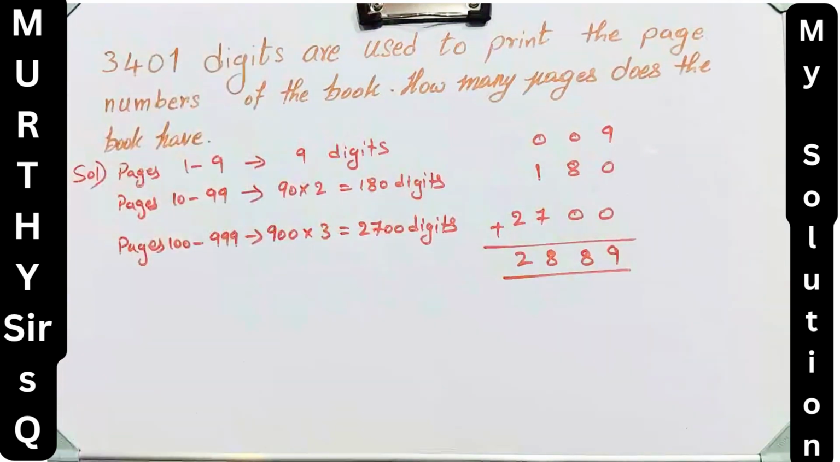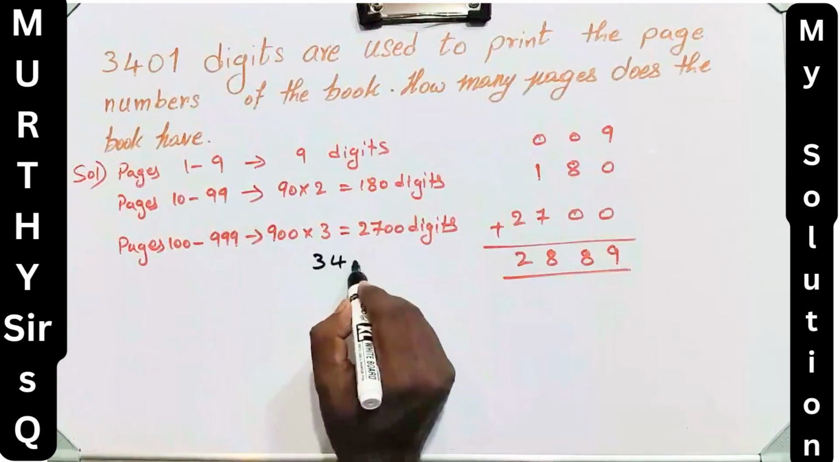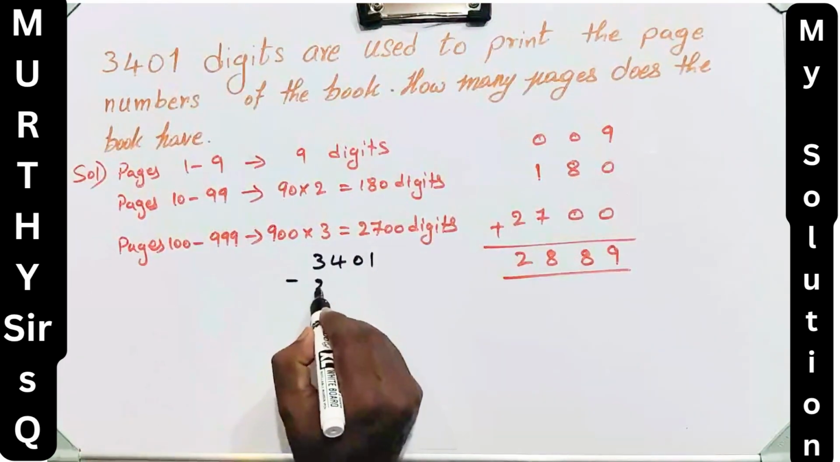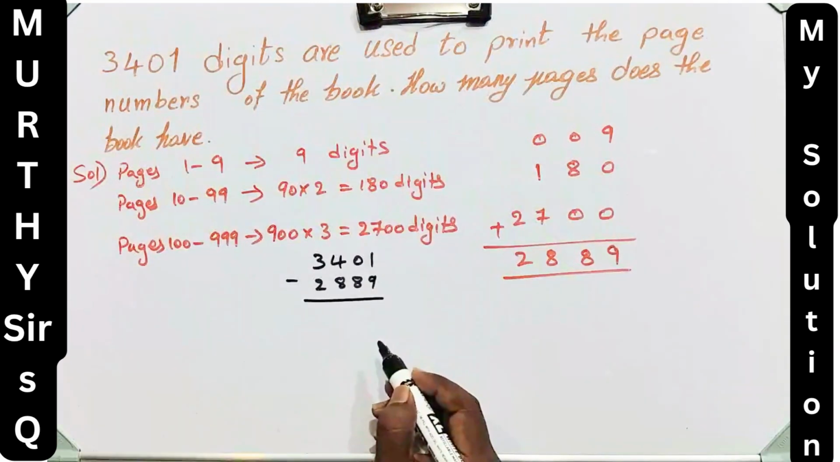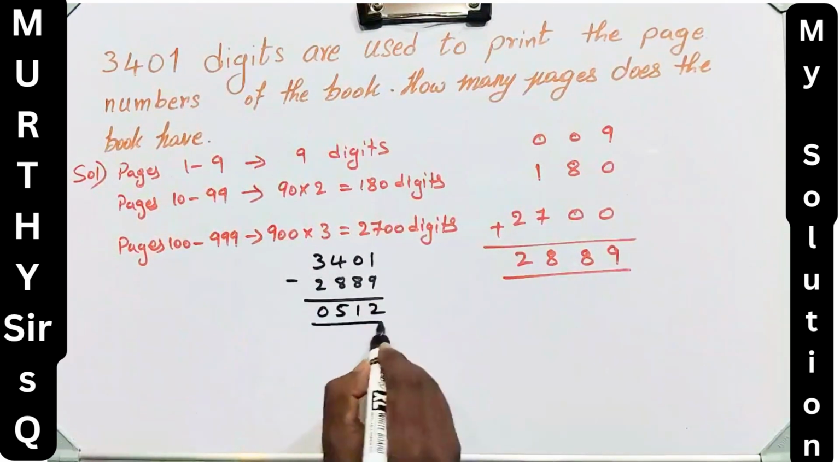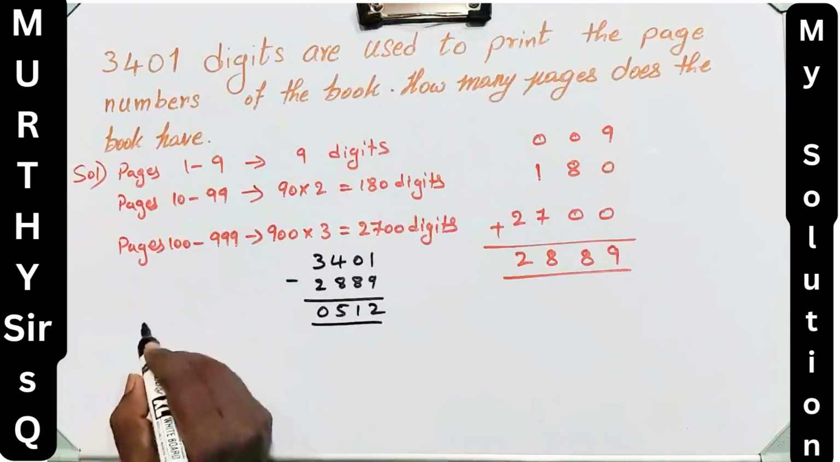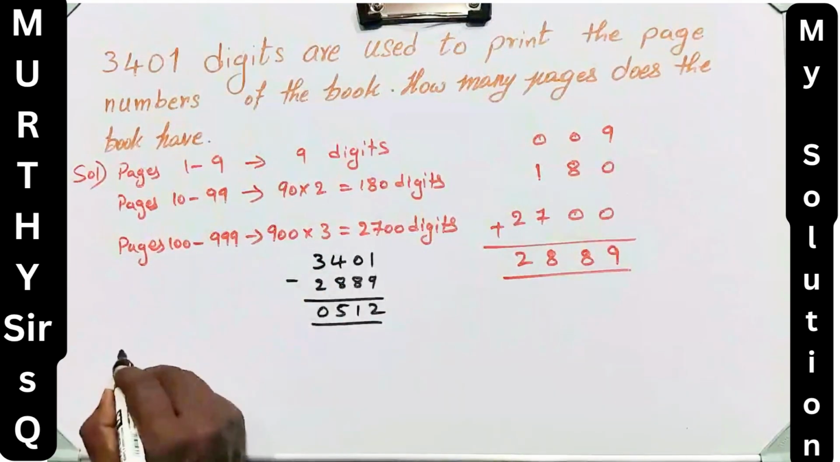We have 3401. Now we will subtract this from this. 3401 minus 2889. If we subtract, what will we get? We will get 512. Now from pages after 999 you will have 4-digit numbers.